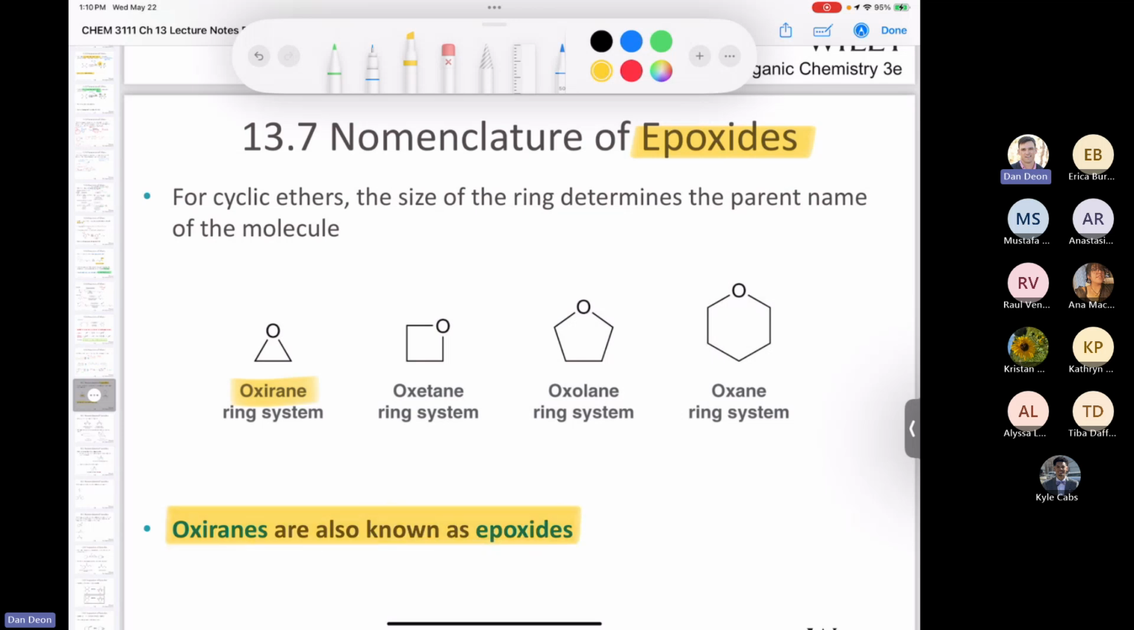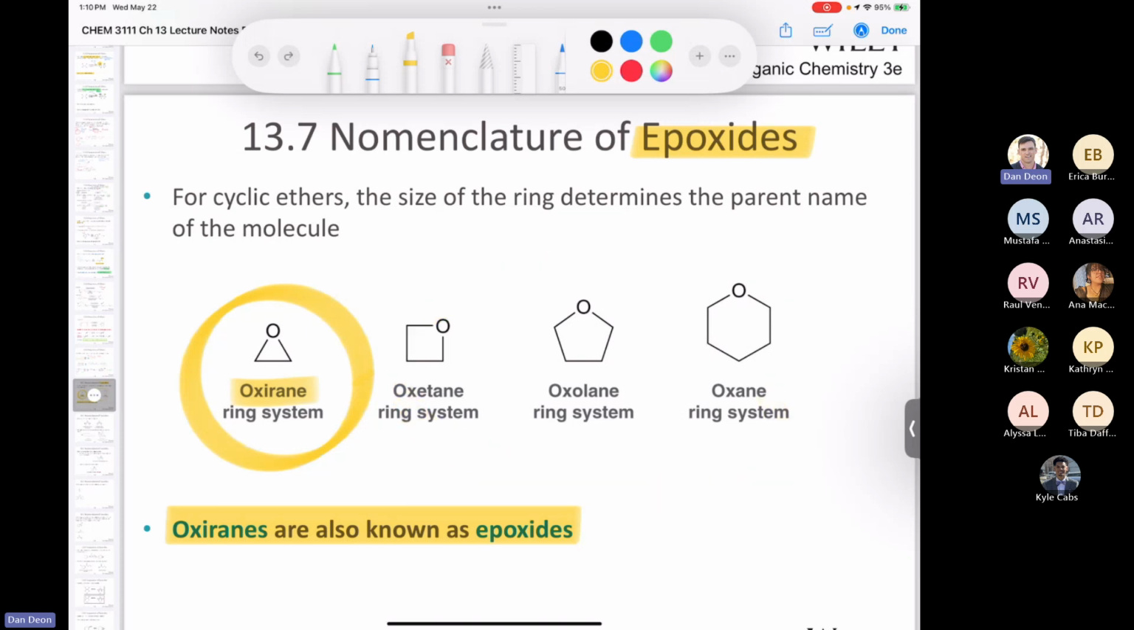You don't have to memorize oxetane, oxalane, and oxane. Just know that as the ring size changes of a cyclic ether, the name changes as well. But again, we're going to focus on oxiranes for the remainder of the chapter. And if you're wondering, why don't we talk about these ones? Well, there's a good reason for that.